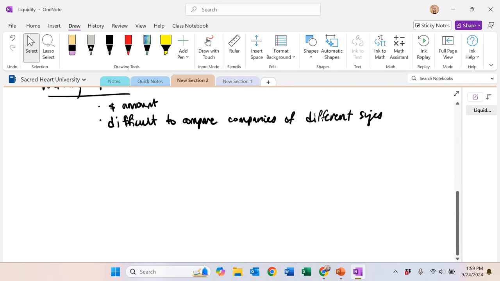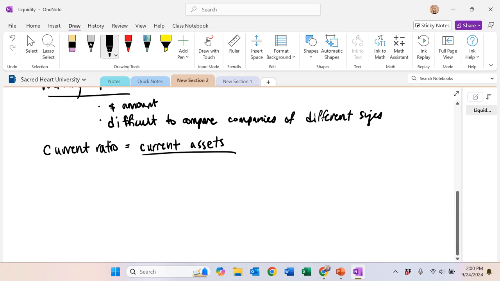The first one is called the current ratio. And that's similar. It includes current assets and current liabilities, similar to working capital, but it's a ratio. So we're going to compare current assets to current liabilities. How many times greater are your current assets than your current liabilities? Obviously, if the number is less than one, it's going to mean that your current liabilities are greater than your current assets. So this allows us to compare the liquidity of different size companies, which is good.